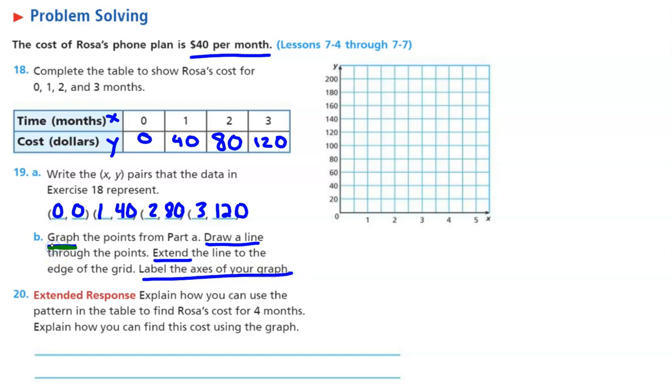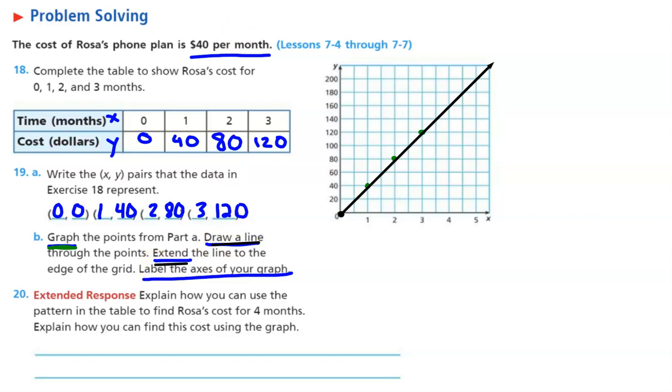Lots to do there. So let's do each one in a different color. First, we're going to graph in green. So we've got 0, 0, which is here our origin. And then I've got 1, 40, which will go right there. 2, 80, which will go right there. 3, 120, which will go right there. The next thing it wants us to do is draw a line. I will do that one in black. It wants us to connect all those points and extend it. So I went ahead and extended it. So I guess I did both of those. I drew the line and I extended the line.